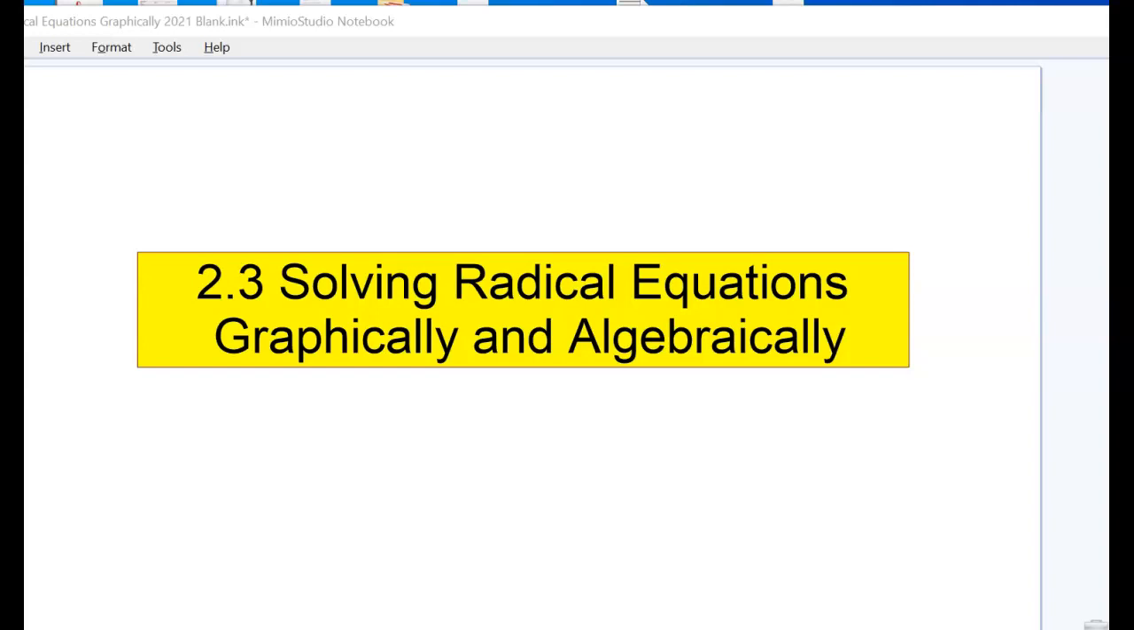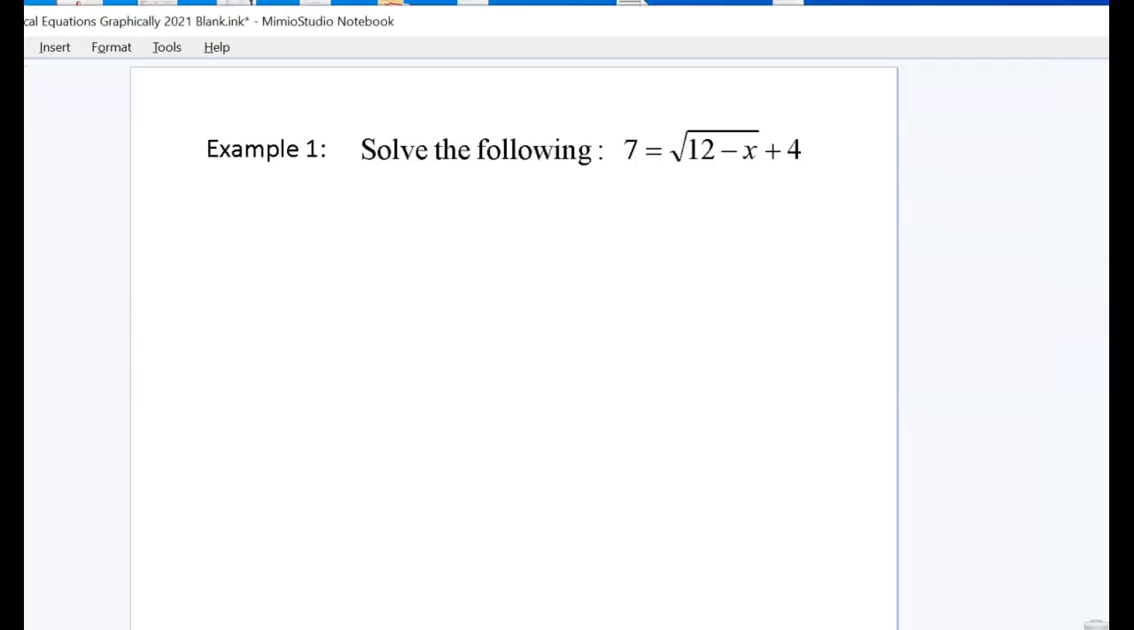In section 2.3, we're going to solve radical equations both graphically and algebraically. So say we're asked to solve the following equation: 7 is equal to the square root of 12 minus x, plus 4.